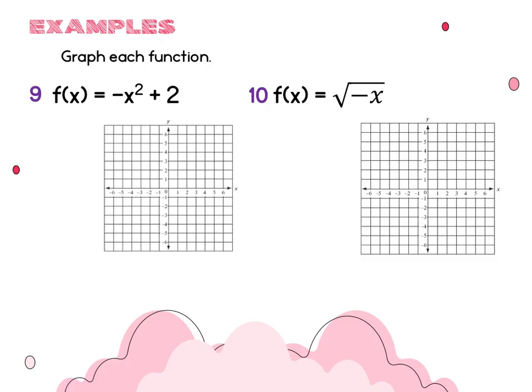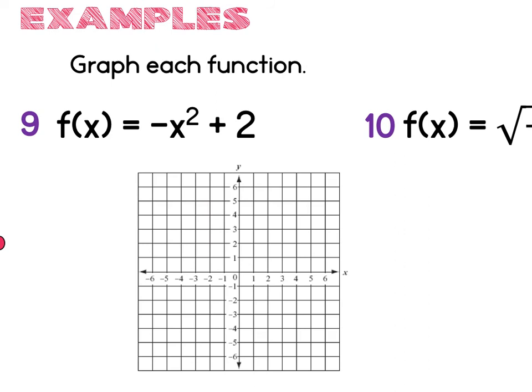So let's identify what's going on here. This is outside of it. It's not in a grouping symbol. So this negative sign is going to tell me this is going to be a reflection across the x-axis. And then the +2, this is up 2.